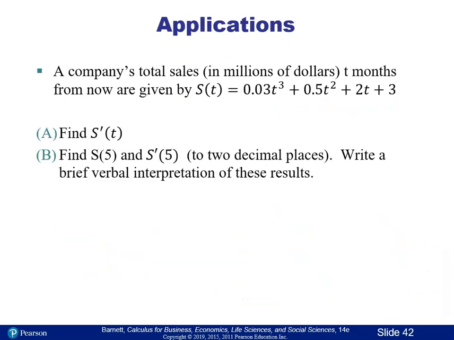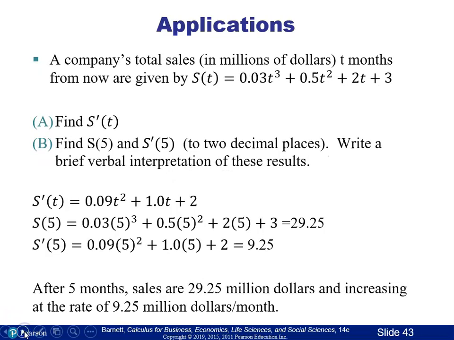Okay, one business application here. You've got a company's total sales given in this equation. You want to find the derivative and then interpret those. The first derivative is pretty easy to find, even though there are some decimals in it. You should just be able to apply your regular rules. The first one asks you to evaluate at 5. Let's plug 5 into the original function. This is plugging 5 into the derivative.